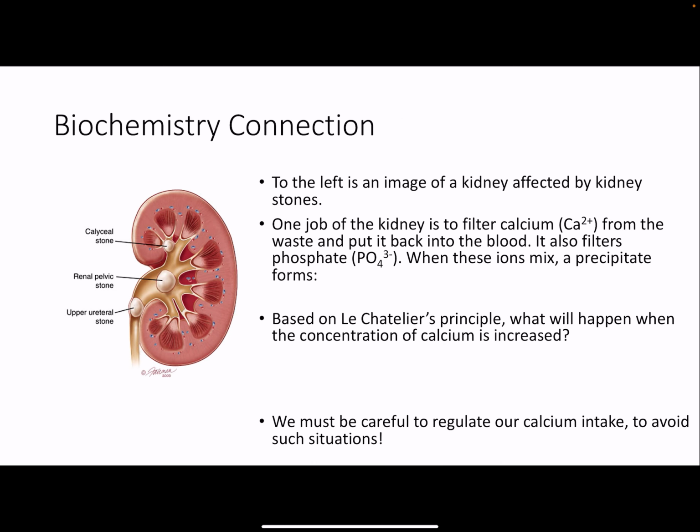So before we begin, it's important to understand why we study these concepts, and we'll use a biochemical connection here. What you see is a kidney, and within the kidney, its role is to filter the blood. It separates waste nutrients from the blood and allows them to pass into the urine. One of the things it does is to filter calcium as well as phosphate. However, when these ions mix, a reaction forms. And this is one of many.